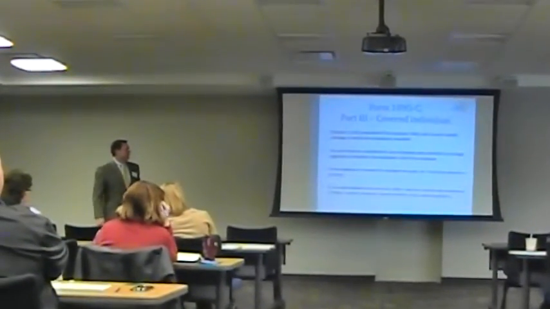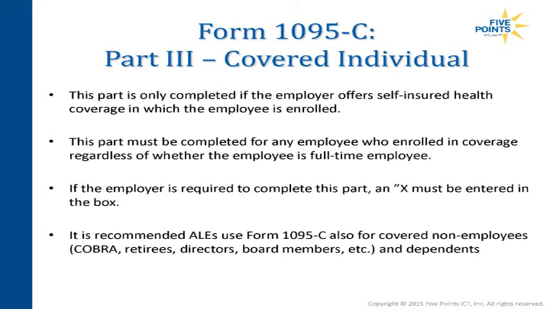Right. So again, Part 3, this is the part that's completed if the employer is actually offering coverage and the employee is enrolled in the coverage. It has to be completed for any employee who's enrolled in coverage regardless of whether the employee is full-time. So this is truly where you're just going to put down the individuals that are covered under your plan, so they know when they go to fill out their tax return, which months they don't owe a penalty. You check the box that they're covered for the month. If they're covered for the entire year, you can check the all 12 months box.